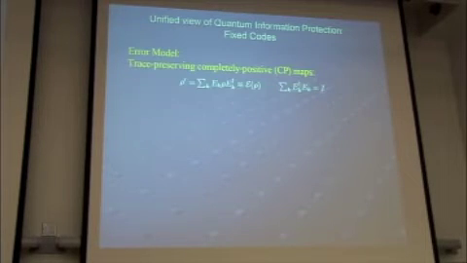Here it is, completely positive maps. Okay, I got rid of my coefficients c_k. I can absorb them when they're positive. I can just absorb them in the Kraus operators.